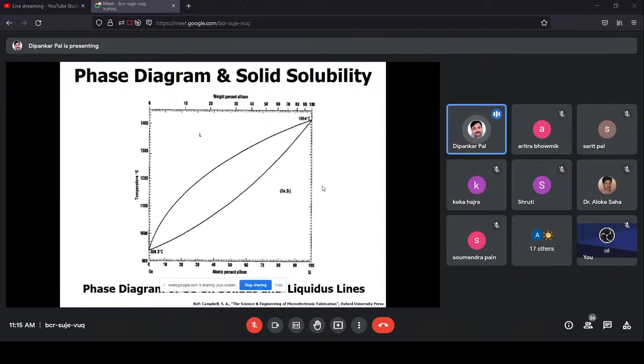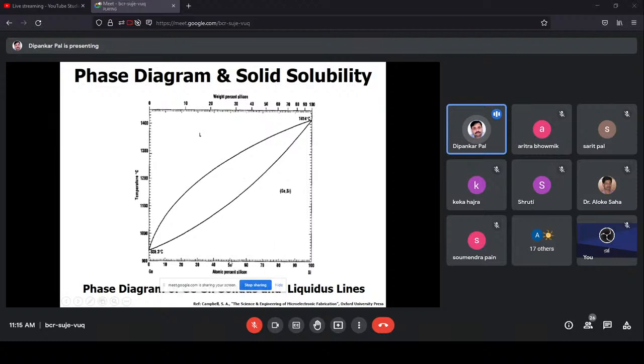So what is the percentage of silicon which has been solidified or which has been melted, or which part of the germanium is solidified or which part of the germanium is melted, is what you can calculate from what is known as a phase diagram. In this phase diagram, as you see here, the lowest line is called the solidus line. Up to this point, the mixture will remain solid.